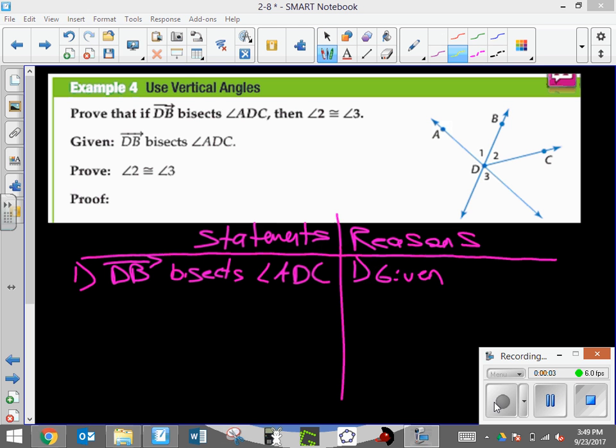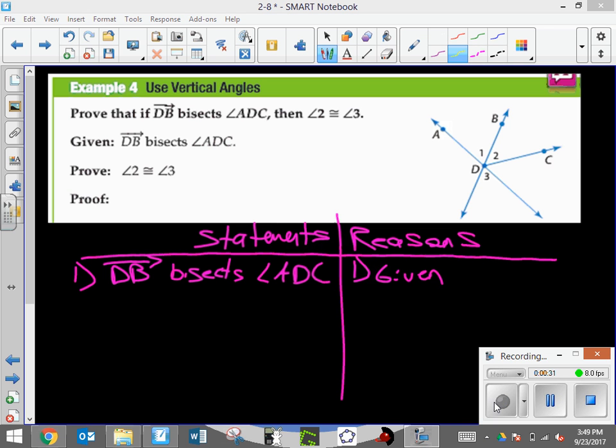Okay, we want to prove that angle 2 is congruent to angle 3. And I'm given that ray DB bisects angle ADC. Okay, so let's actually use our given. We know that a bisector cuts things in half. In this case, we're talking about an angle. So it's going to cut angle ADC into two congruent angles.